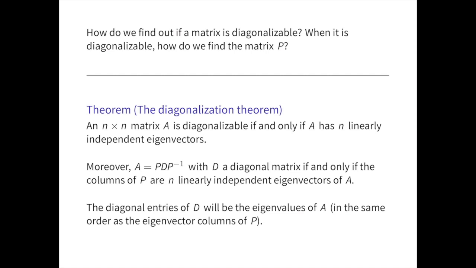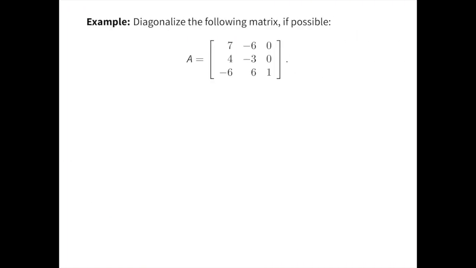Once we know that our matrix is diagonalizable, then the way that we find the matrix P is we just take those n linearly independent eigenvectors that we found and we put them in as the columns of the matrix P. And so that's basically the procedure for both determining whether a matrix is diagonalizable, and also, once you've figured out whether it's diagonalizable, finding what the matrix P is going to look like. So let's look at an example here. Let's try and diagonalize this matrix if we can.